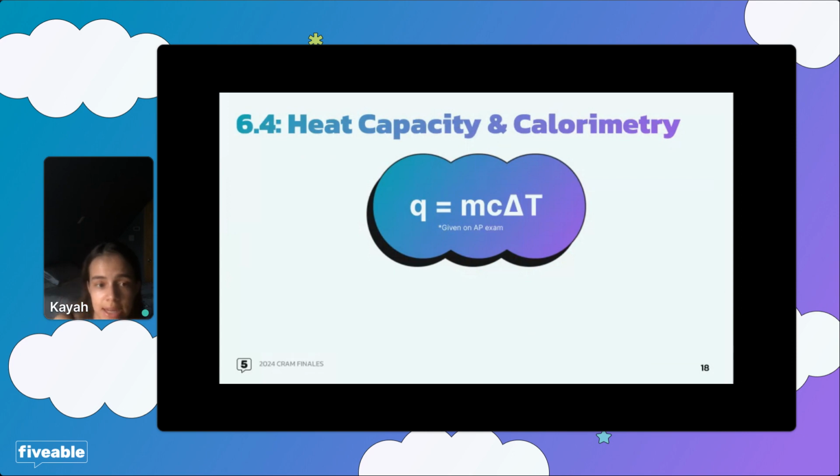Next thing, heat capacity and calorimetry. This is a lot on the AP exam. Q equals mC delta T. And you don't need to memorize this formula. It is on your reference table, but you do need to know how to use it.